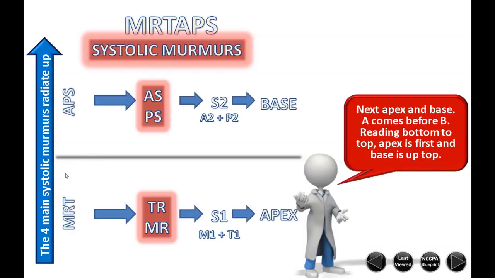So all systolic murmurs radiate up. I take these letters and I can make these murmurs. S2 is up top here because 1 comes before 2, and we know this is the apex of the heart and that's the base of the heart.